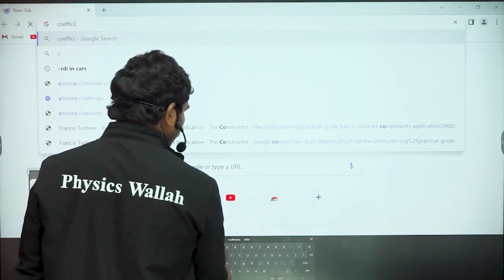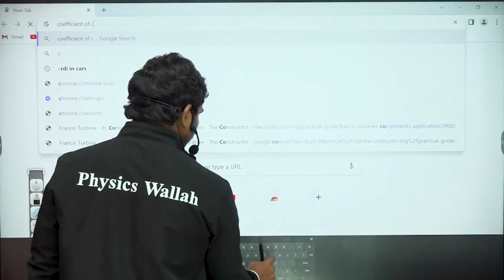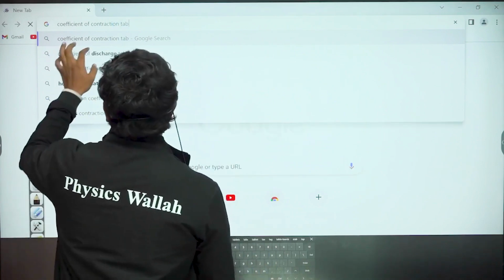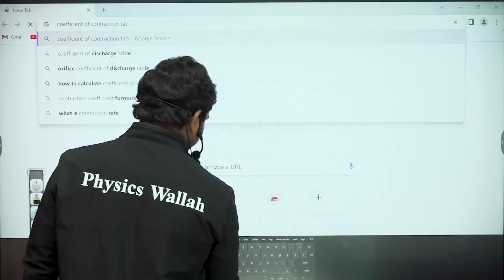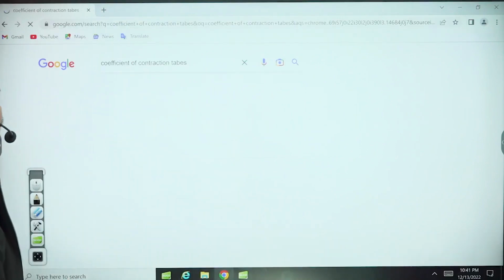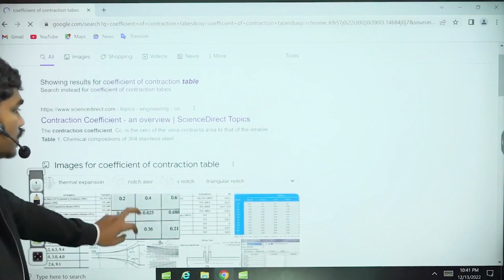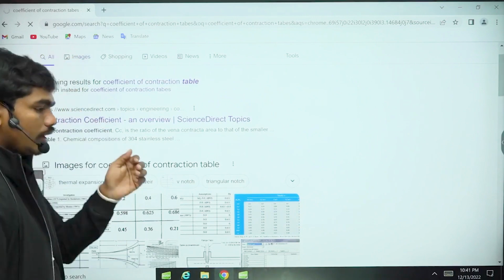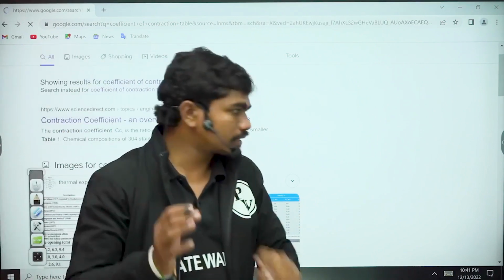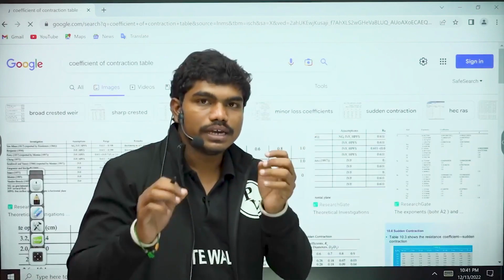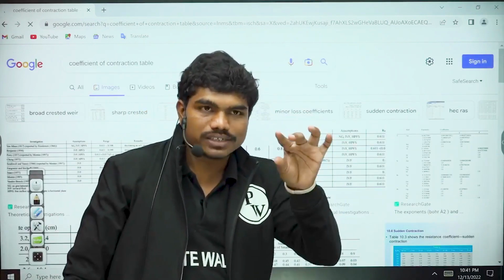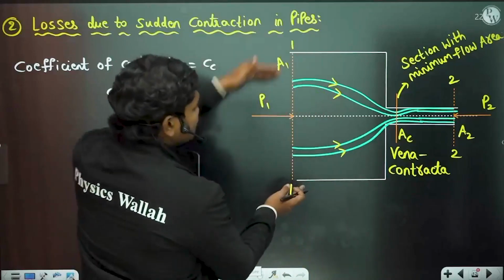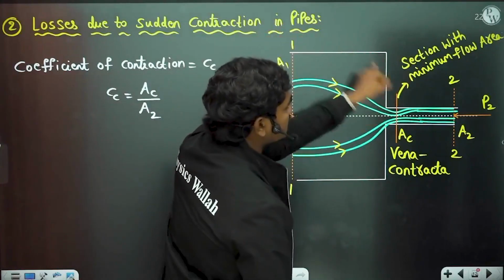Coefficient of contraction tables. If you see, this is what we have, and from there we will pick the Cc value. It normally depends upon the diameter values. You can see the images directly. It depends on the diameter ratio d1 to d2, that is, the pipe diameter to the small orifice diameter. If you call this d1 and this d2, it depends on this ratio d1 by d2.